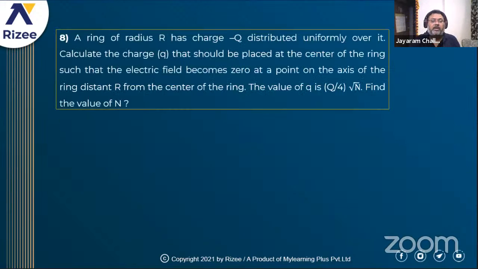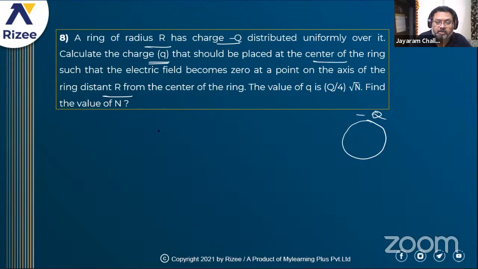Next one. A ring of radius R and a charge plus Q is distributed uniformly over it. So there is a ring, sir. On this one, there is a negative charge distributed, and you are placing another small q charge at the center of the ring, such that the electric field becomes zero at a point on the axis where the distance is given. He is asking q in terms of Q by 4 into root n.